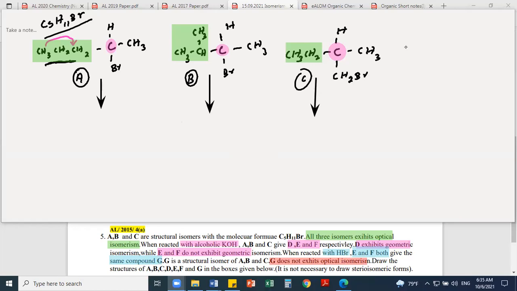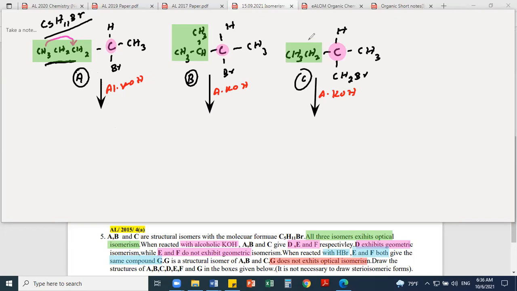So I'll write in front of this alcoholic KOH. But anyway, they are not asking you to write this reaction, alcoholic KOH. So here also I'll put alc. KOH, alcoholic KOH. So what are the three products we get here? I'll quickly draw the structures. When you put alcoholic KOH to the bromo compounds, you get respectively D, E, F.